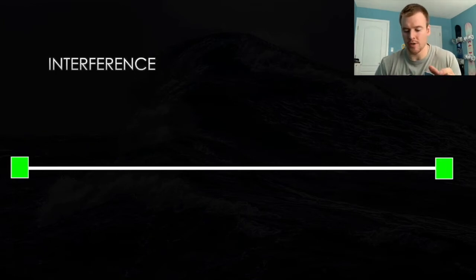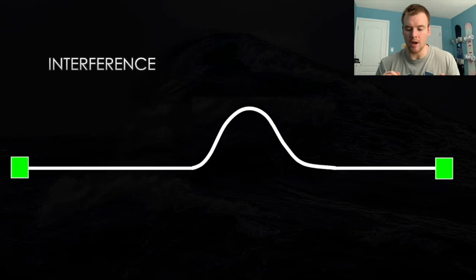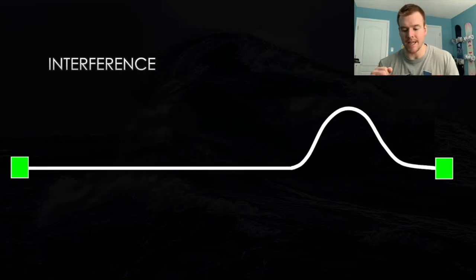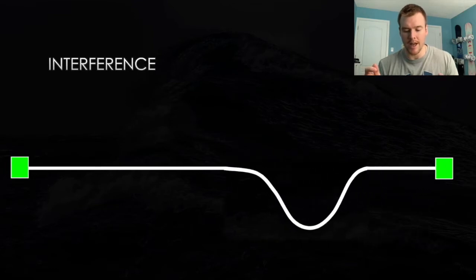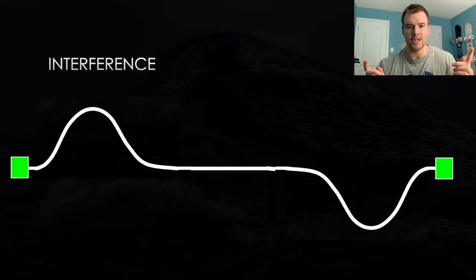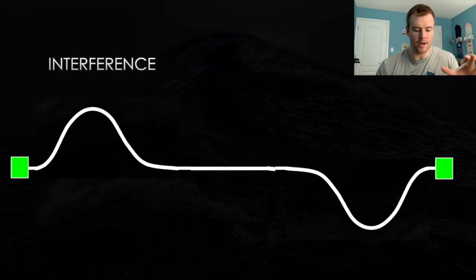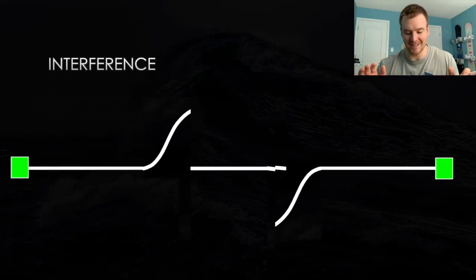So this is a string and it's connected on both sides, and if I send a pulse down it, we saw from before that it goes all the way to that side. If it hits a dense barrier or a new dense medium, it's going to flip, become inverted, and then it's going to come back. But what we're going to look at now is if we had two pulses. So I'm going to have one on the left here going to the right and one on the right on the bottom going to the left.